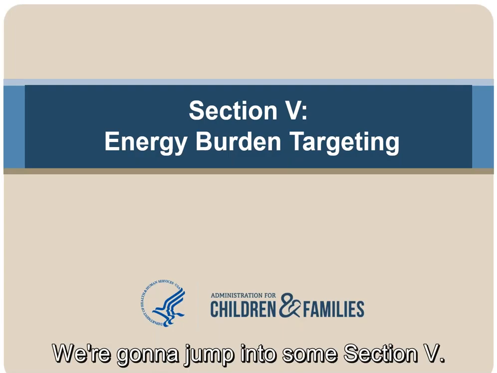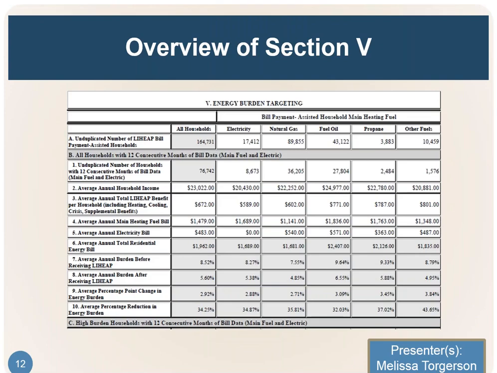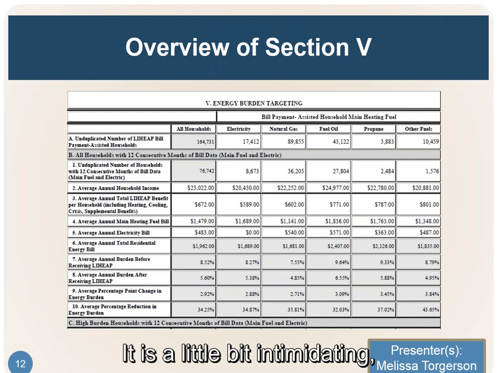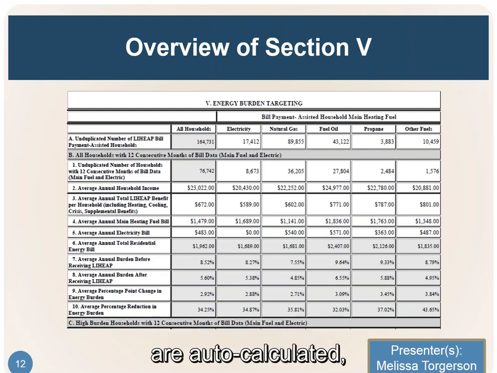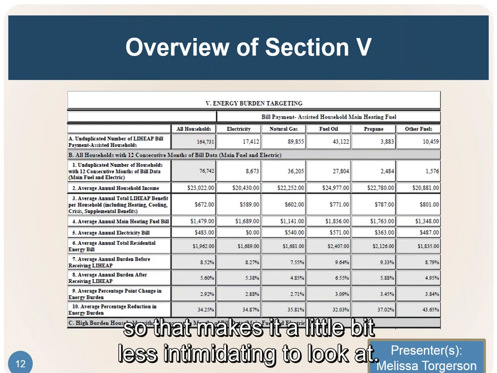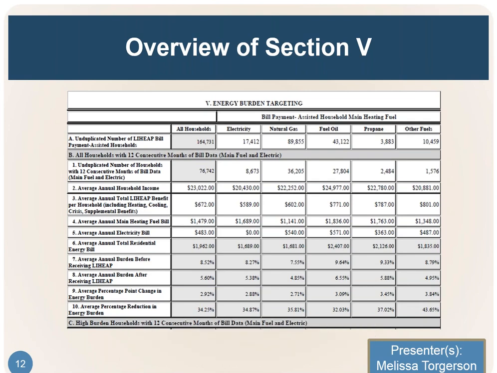We're going to jump into Section 5. This is what it looks like. It is a little bit intimidating, but do keep in mind that all the gray squares are auto-calculated. So that makes it a little bit less intimidating to look at.